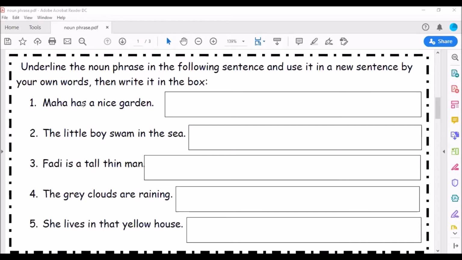Okay. Maha has a nice garden. So the first thing you look for is the adjective, then you're gonna find the noun phrase. Okay, so where's the adjective here? Nice. Okay, after it we have a noun. So a nice garden is a noun phrase. We underline it. Okay, Maha has a nice garden. What about has? Has is a verb, right? Has is a verb. What about Maha? Maha is a subject. Bravo, well done. So nice is an adjective.